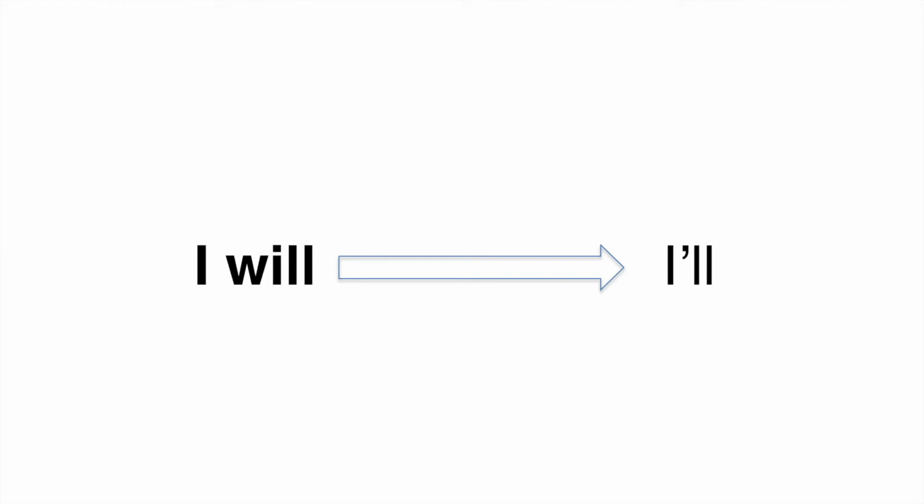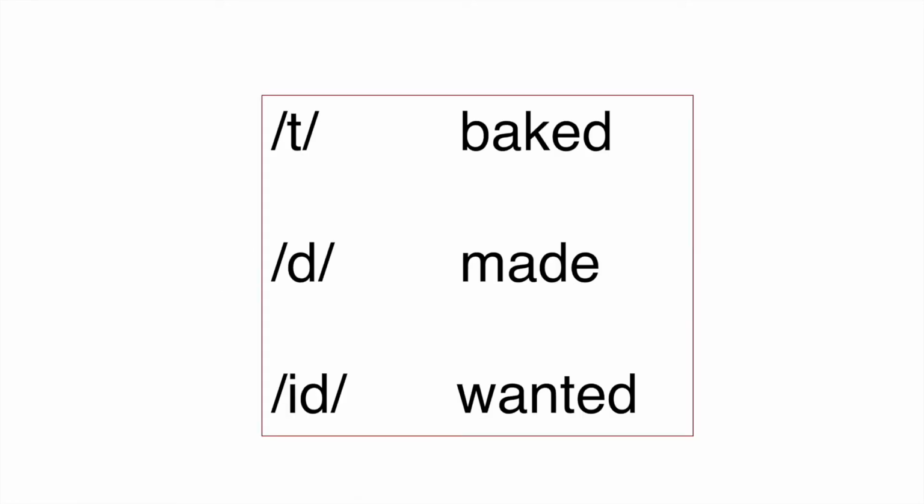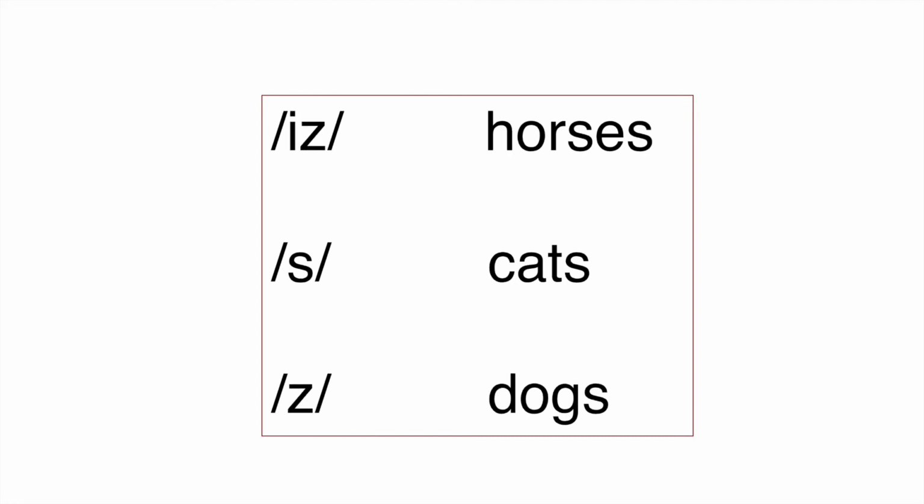North American English speakers do not typically pronounce all sounds as they appear in writing. Practice reduction. I will becomes I'll, and she is becomes she's, for example. Review past tense verb endings. Review S pronunciation.